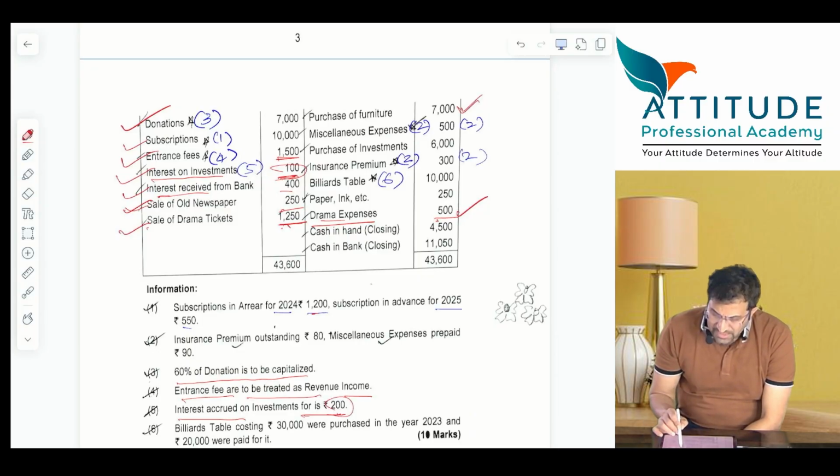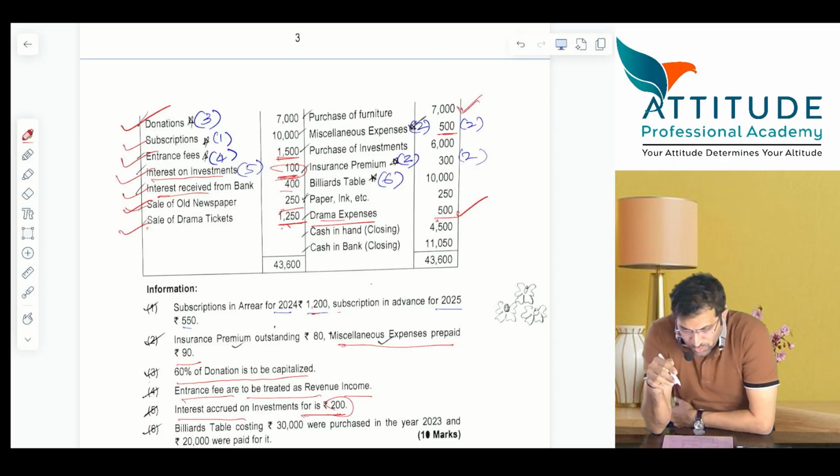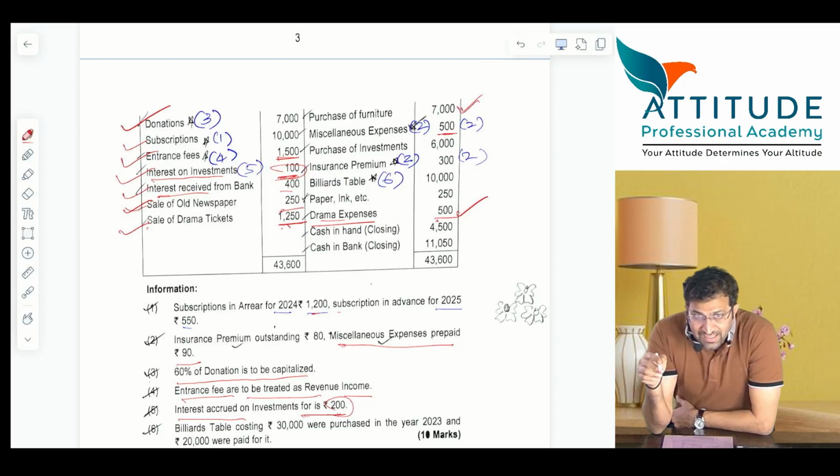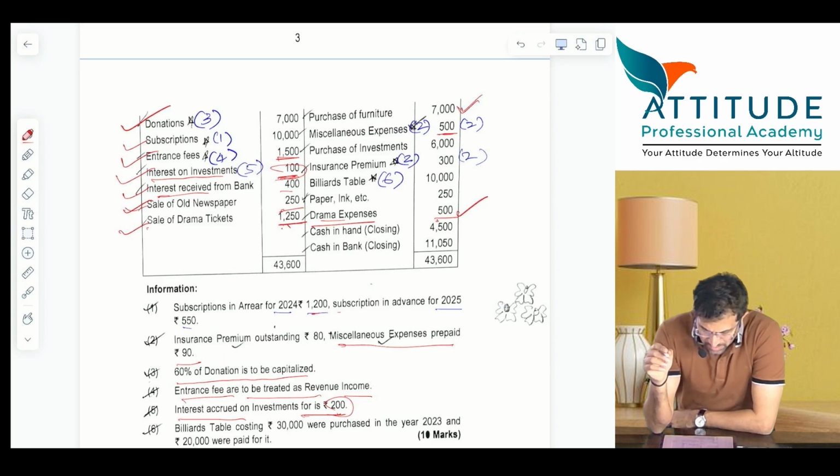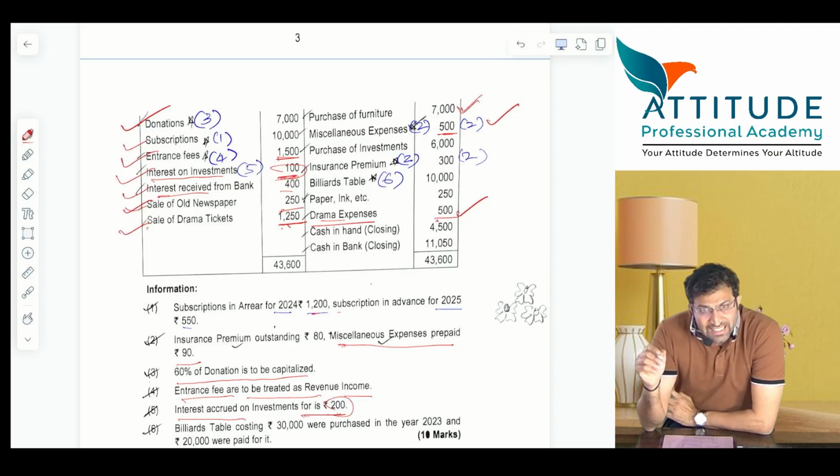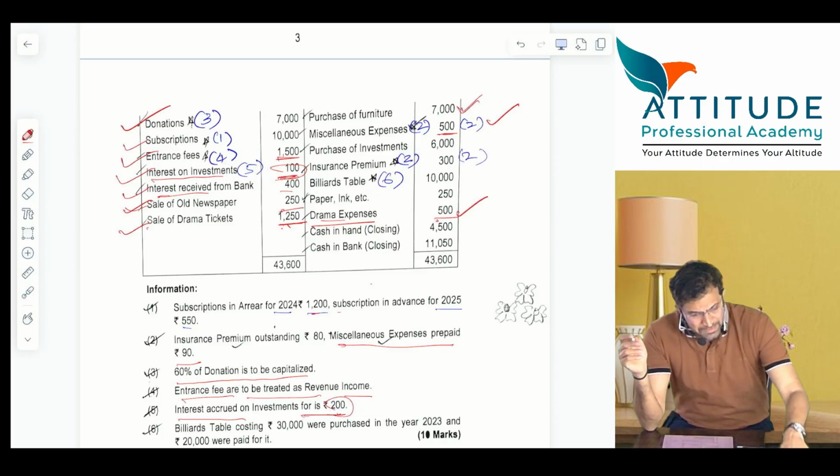Now you tell me, miscellaneous expense prepaid है. Out of 500, miscellaneous expense prepaid is how much? 90. That should be deducted or no? So right there, to miscellaneous expense, 500 minus 90 in your income and expenditure, 410. Is it 410? Now 90 कहाँ आता है? Balance sheet, which side? Asset side. अरे prepaid expenses and asset यार. Asset side. Right there, prepaid miscellaneous expense 90.